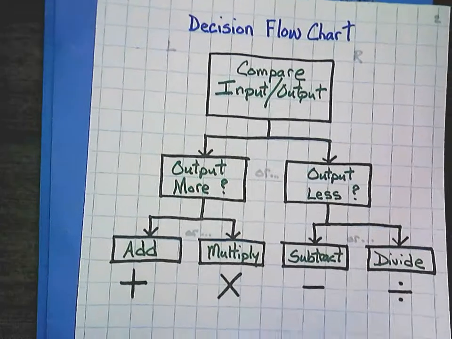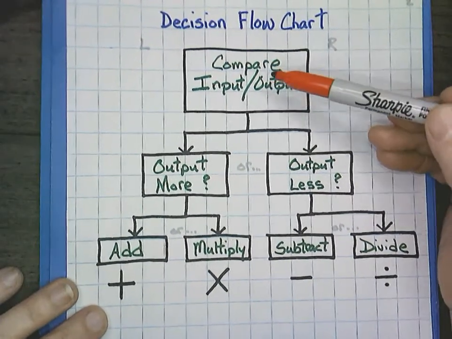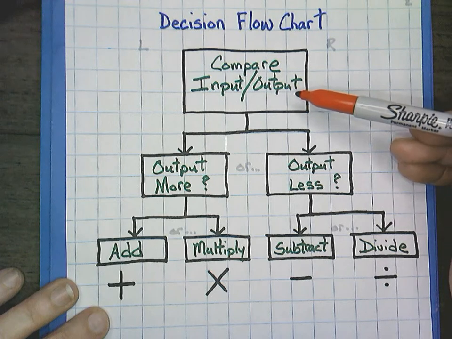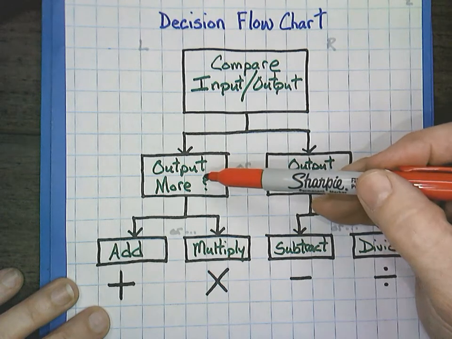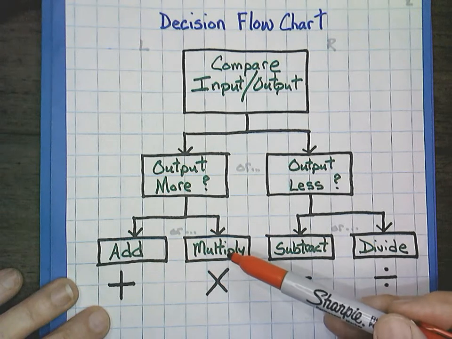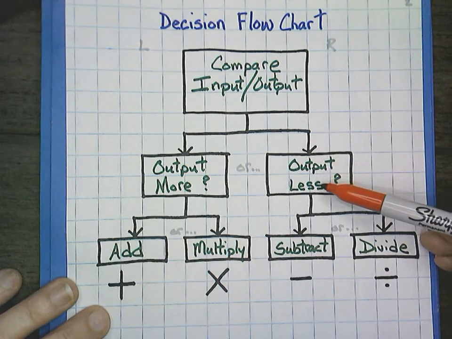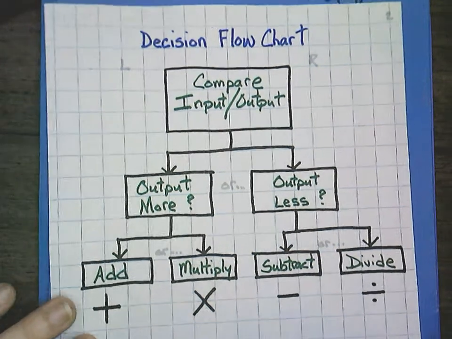We talked about making decisions when you're doing input-output. The first thing you do is you compare the input and output. If the output is more, you add or multiply, which is really our focus for today. If your output is less, your two choices would be either subtract or divide.